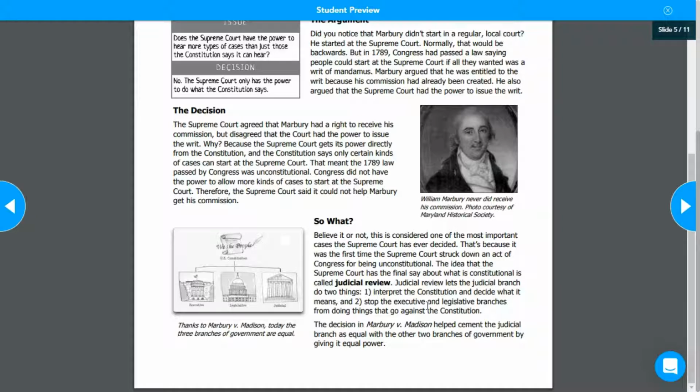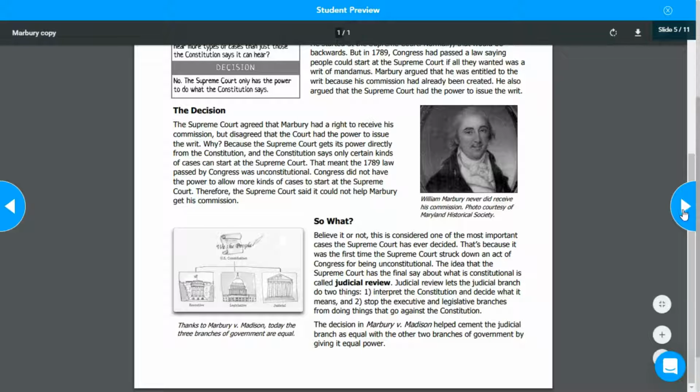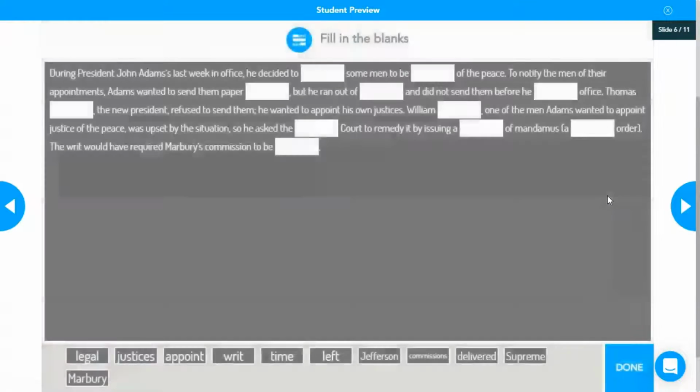So this is the main thing, and it's a very basic thing, but it creates this idea that everything is up for change. That's the big concept that came about with all these other rules. So if everything's up for change, how's this actually going to work out? If you look at the main story, during President John Adams' last week in office, he decided to appoint some men to be justices of the peace.